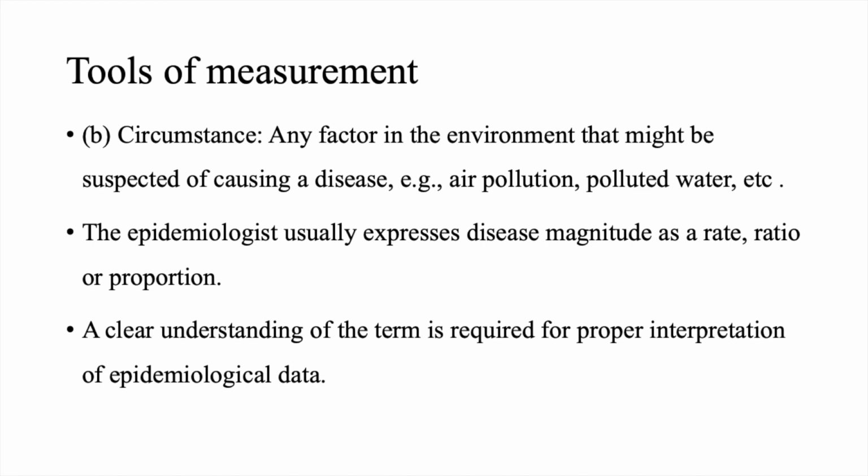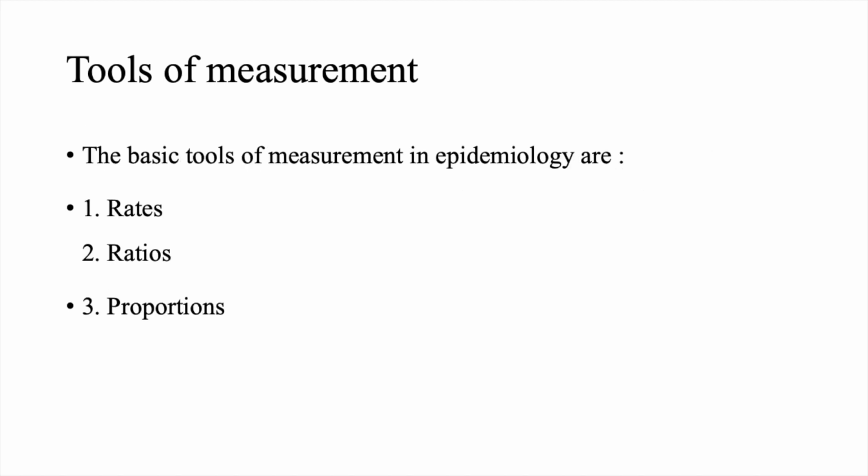Then circumstance. Any factor in the environment that might be suspected of causing a disease, for example, air pollution, polluted water, etc. The epidemiologist usually expresses disease magnitude as a rate, ratio, or proportion, which we discussed earlier. These are the basic measures of measurement in epidemiology. A clear understanding of the terms is required for proper interpretation of epidemiological data. So, the basic tools of measurement in epidemiology are rates, ratios, and proportions.